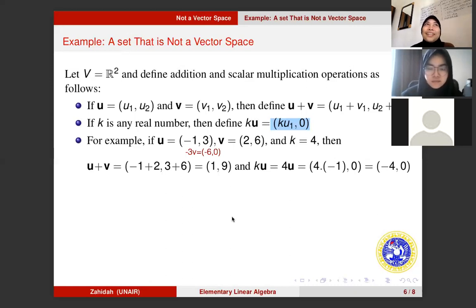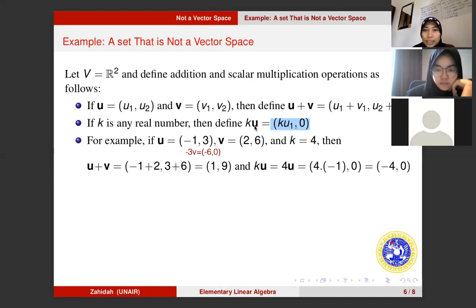Okay, maybe we can start from the first axiom. Is the first axiom satisfied? U plus v is still in V. V here is R2. If we have u plus v, we have (u1 plus v1, u2 plus v2). Is this in R2? Yes. So axiom 1 is satisfied.